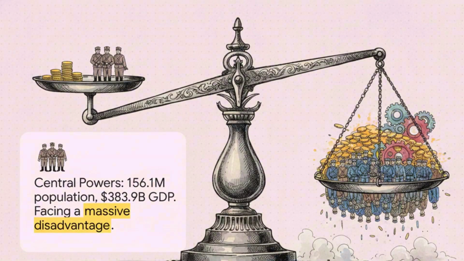The Allies, well, they commanded a staggering population of over 793 million people and a GDP of nearly $1.1 trillion. That is insane. The Allies possessed nearly 5 times the population and almost triple the economic output. So the Central Powers were operating at a massive economic, industrial, and demographic disadvantage right out of the gate.